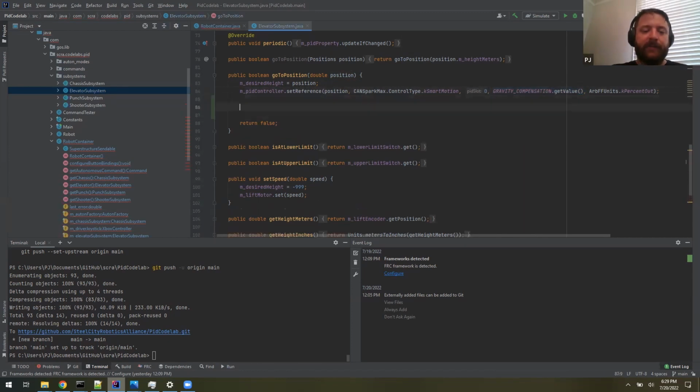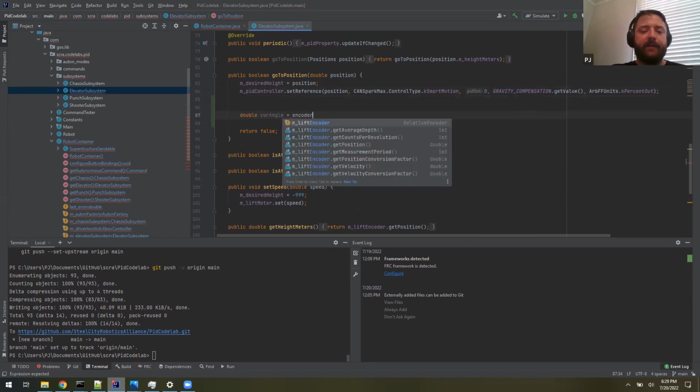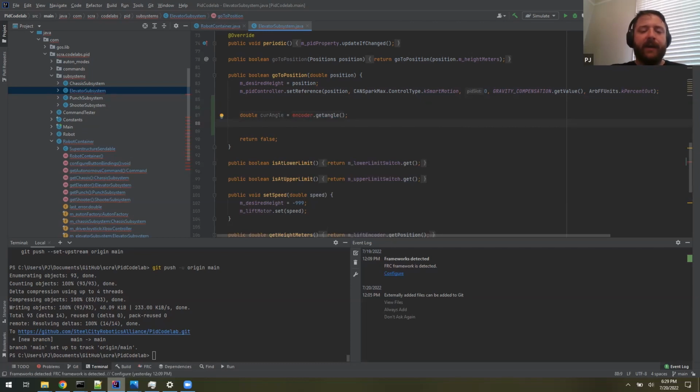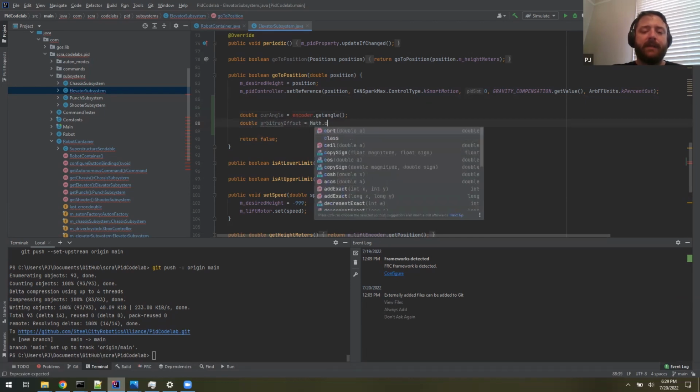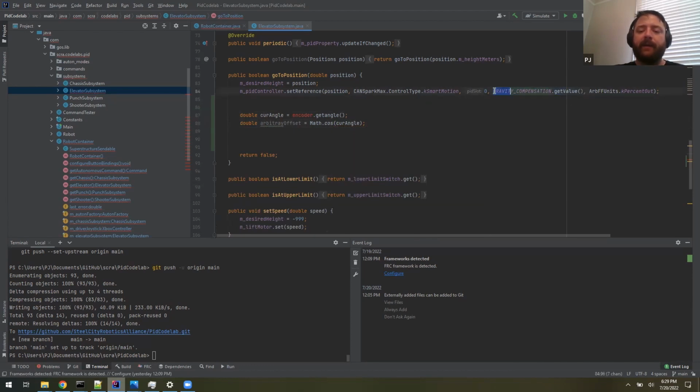Now, if it was a super annoying arm, it would look more like this. Encoder deck angle, right? Whatever. And then our arbitrary offset would be math.cosine of the current angle. And then we would put that number in here instead of our constant gravity offset thing. Does that sort of make sense?